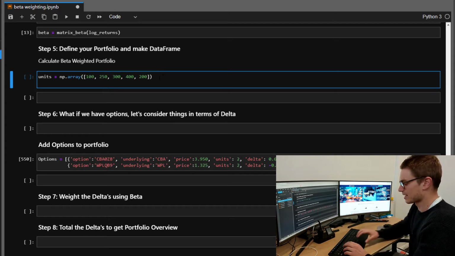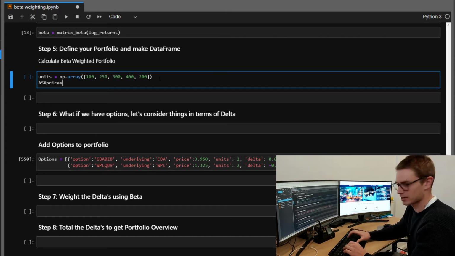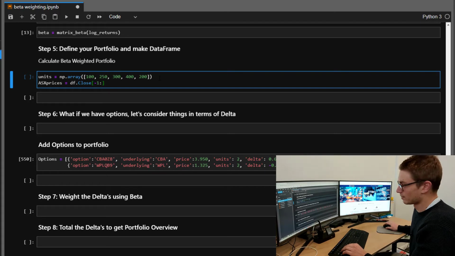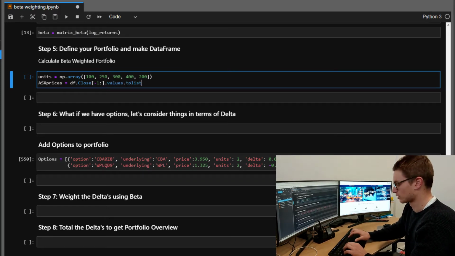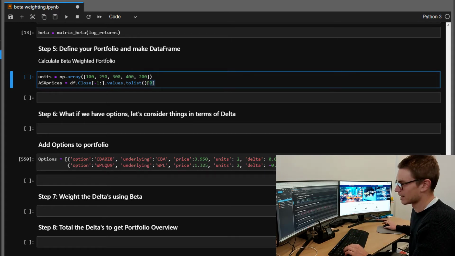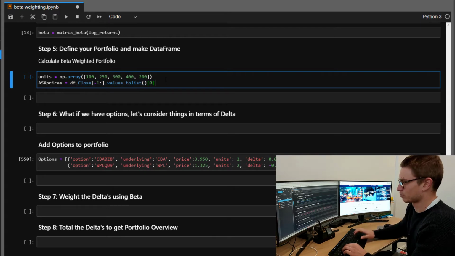We're going to take the ASX prices. Now remember that was df close, and if we index by -1, we're going to take the last row of that index to get the final closing prices. We'll convert that to values and then to a list, and we'll be taking the 0th index of that. So again, just getting a list of the ASX prices.